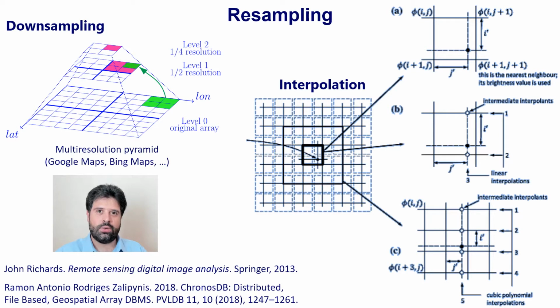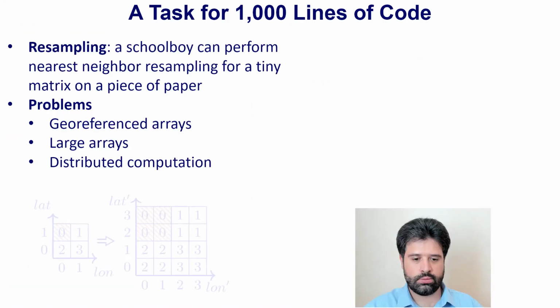Downsampling creates a coarser version of an array. Popular map services build multi-resolution pyramids using downsampling. Interpolation is a core operation with many applications. It estimates an unknown value between the known coordinates.